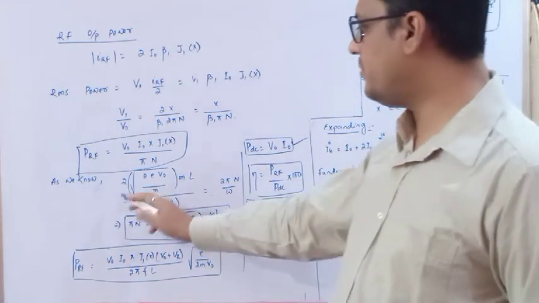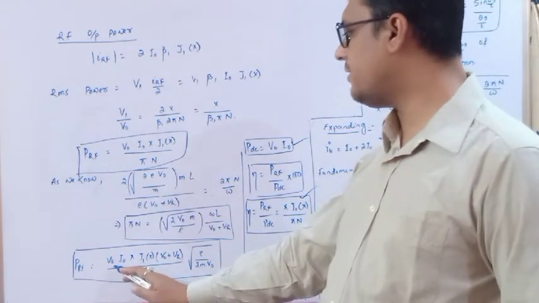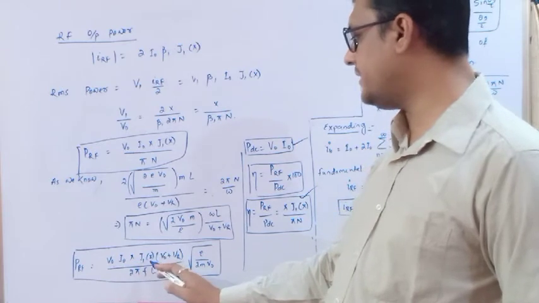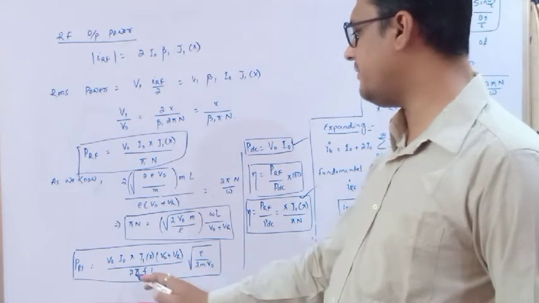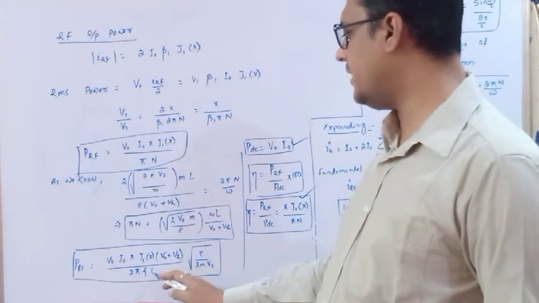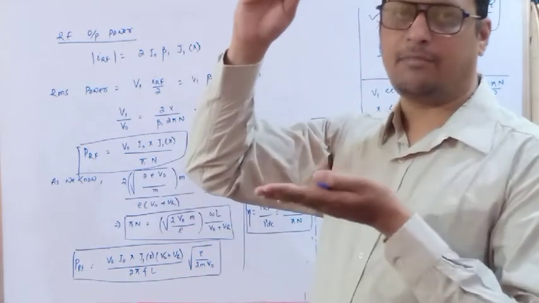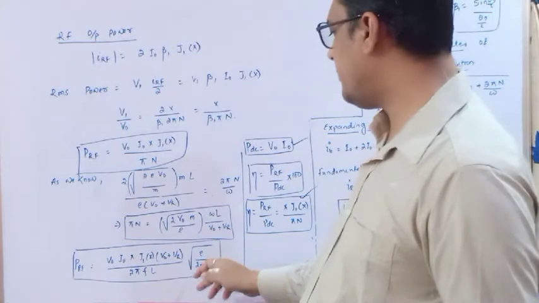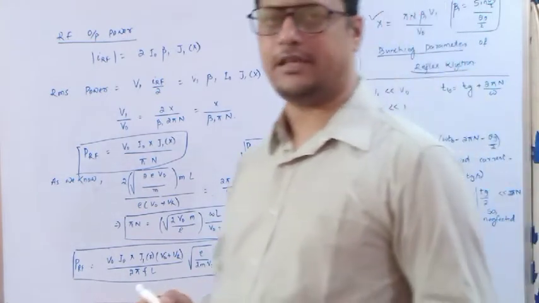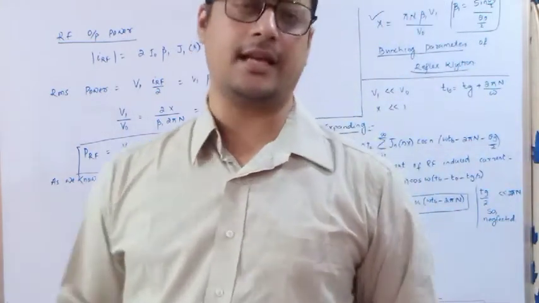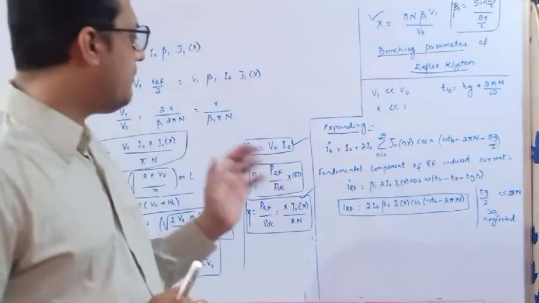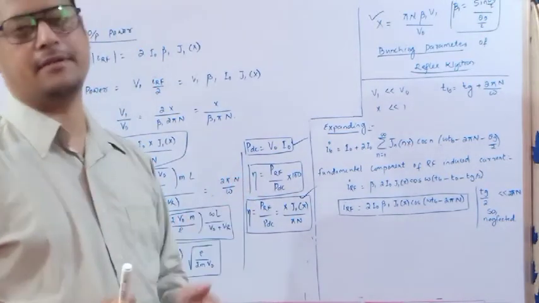And RF output power can be written in terms of V naught I naught X J1 of X, V naught plus Vr divided by 2 pi f into L, or you can write omega into L. L is the repeller length, root over of e by 2m V0. So this is the calculation for RF output power and efficiency.